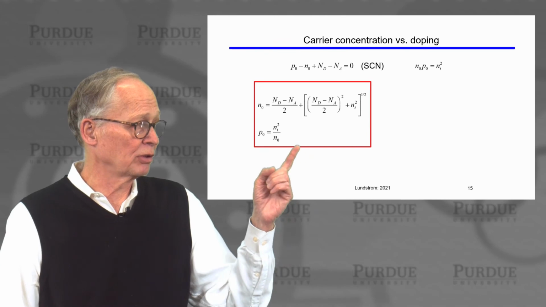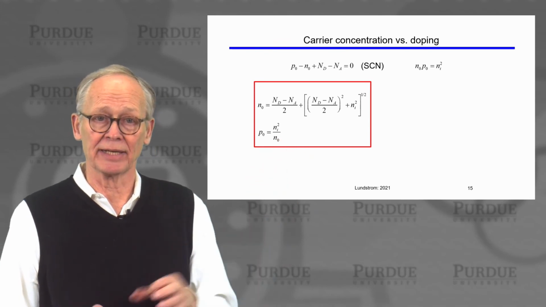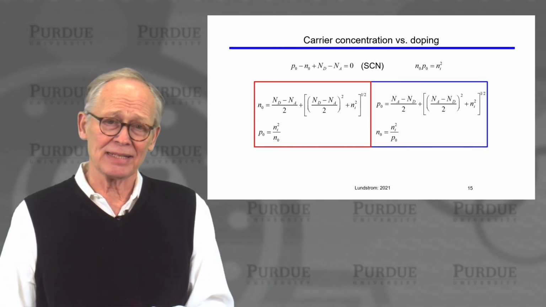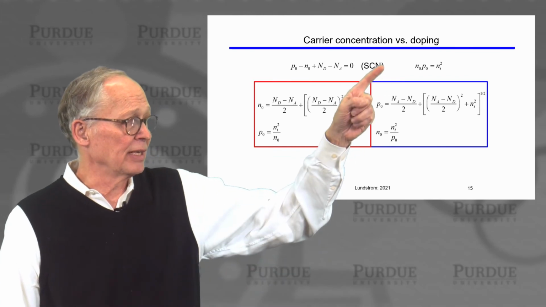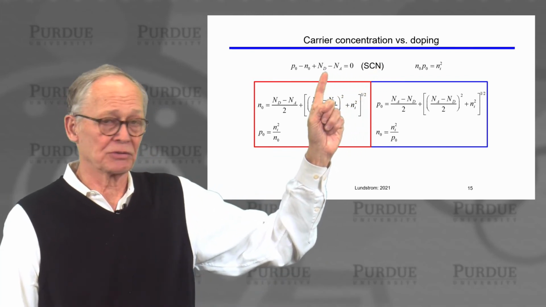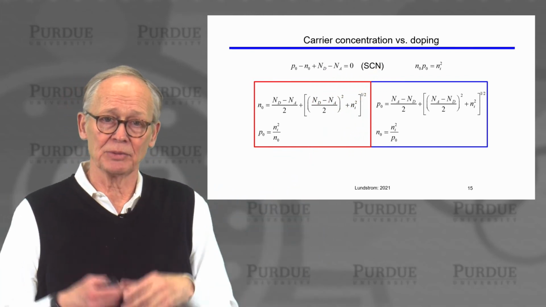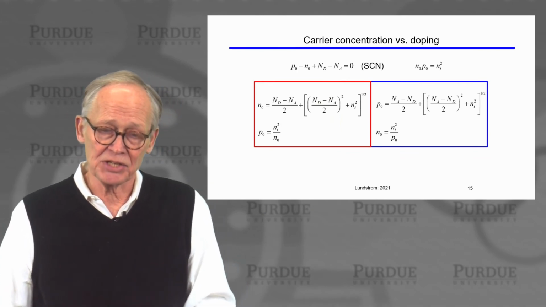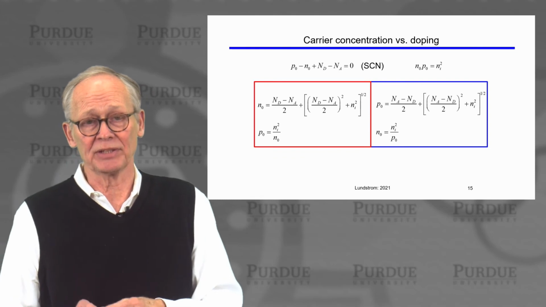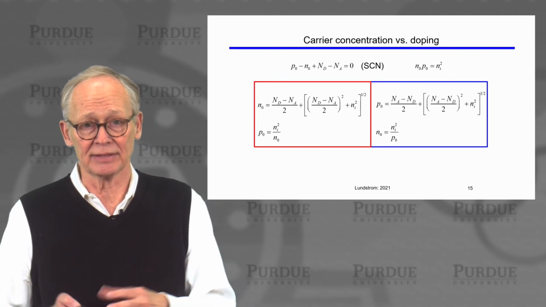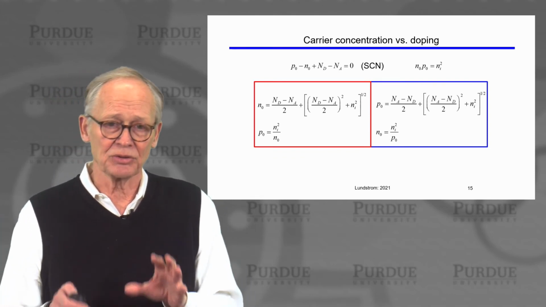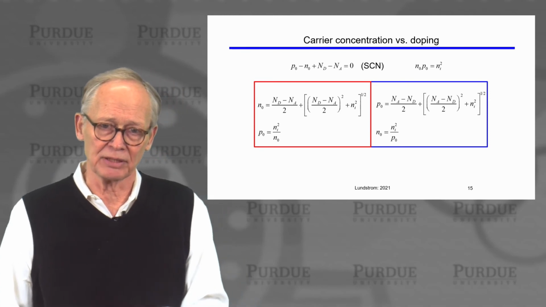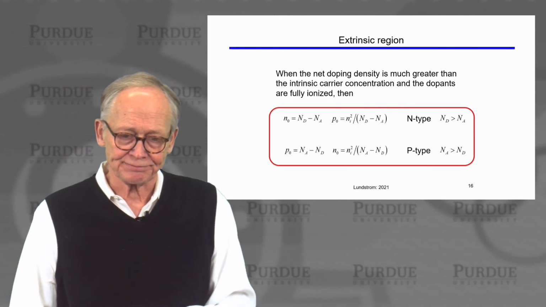If we want the hole concentration, we just use np = ni squared. If we have a p-type semiconductor, we eliminate the electron concentration in this first equation, and we solve for the hole concentration. Again, we solve a quadratic equation, we get the hole density. If we want the electron density, we use np = ni squared. So these are really the expressions that we should be using in general.